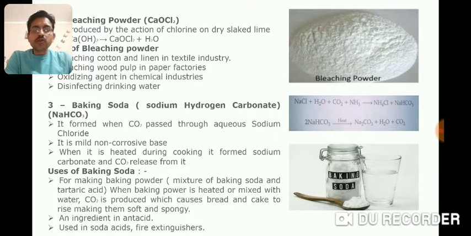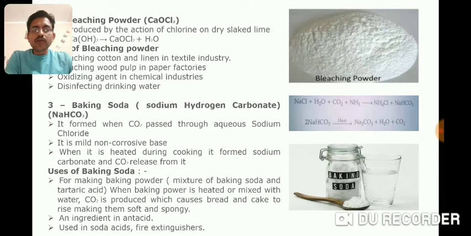The important uses of baking soda include formation of baking powder. Baking powder is a mixture of baking soda and a mild edible acid, tartaric acid. Tartaric acid is mixed in baking soda in powdered form. We can prepare tartaric acid by crushing, grinding dried raw mangoes. When baking powder is heated or mixed with water, CO2 is produced, which causes the bread and the cake to rise, making them soft and spongy.